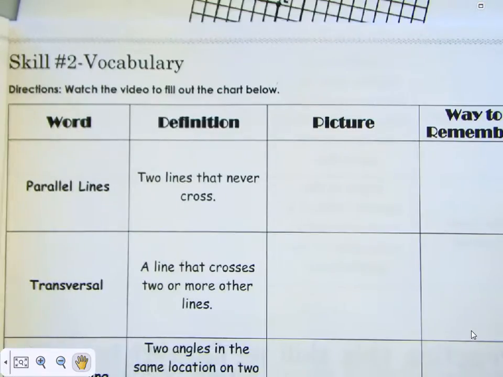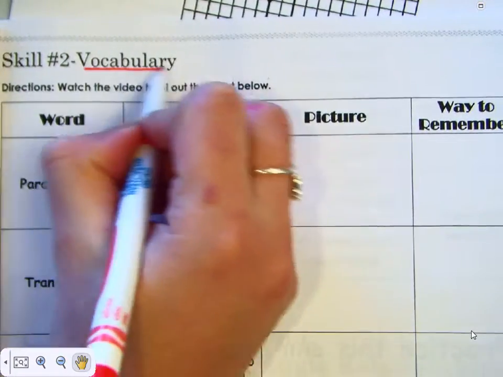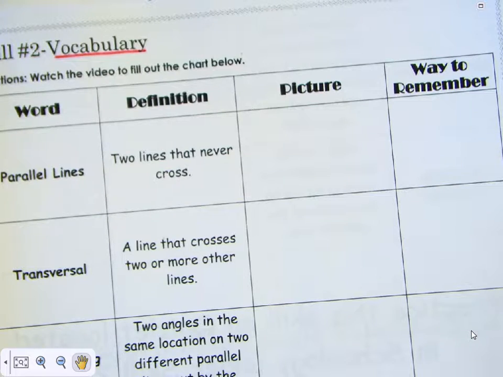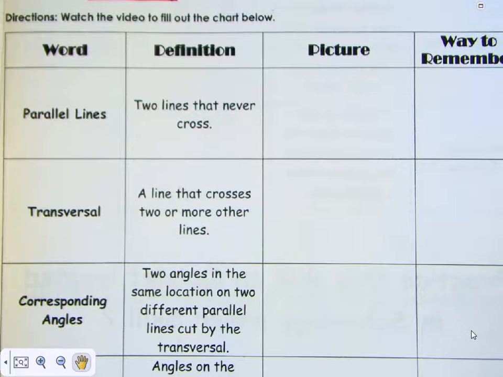Okay, so this is skill number 2, the vocab part of this. If you notice, there's about 8 vocab words you need to know for this unit. This unit is really vocab heavy. If you cannot understand the vocab, you will not be successful in this unit. So we'll start off small.